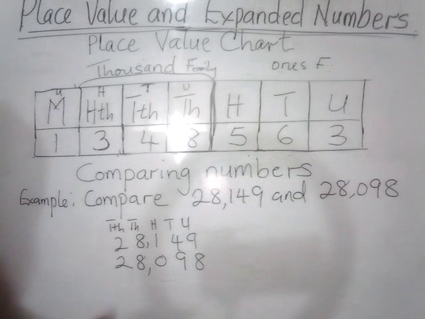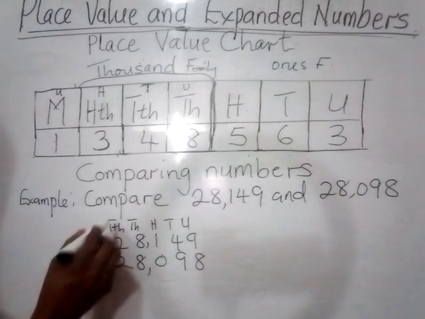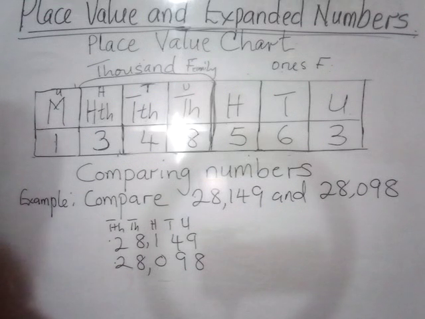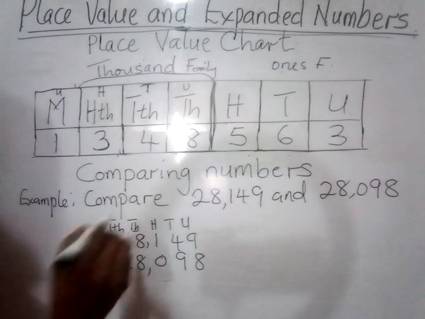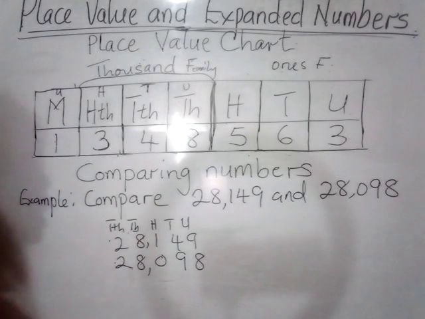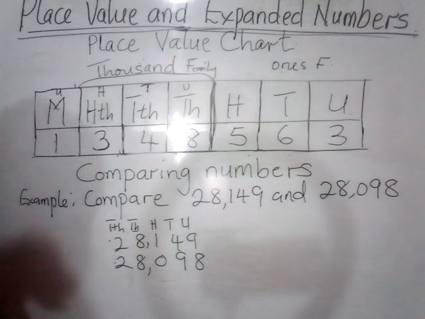So the position with the highest value here is tens of thousands. If we look at the two numbers, they have equal value, so you can't decide. You move to the next one, which is 1,000. In the position of 1,000, they also have the same digits. So you can't decide.